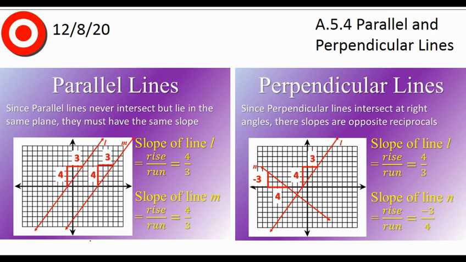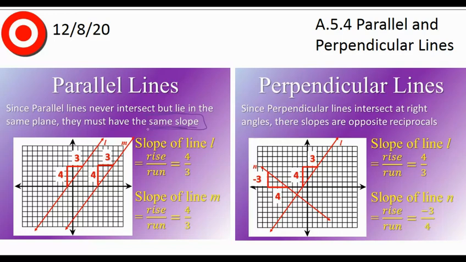All right, let's talk about parallel and perpendicular lines. So to start with, we got a chart that kind of gives you an explanation of how this works. When you have two lines that are parallel, they must have the same slope. So parallel lines have the same slope. You can see the example there.